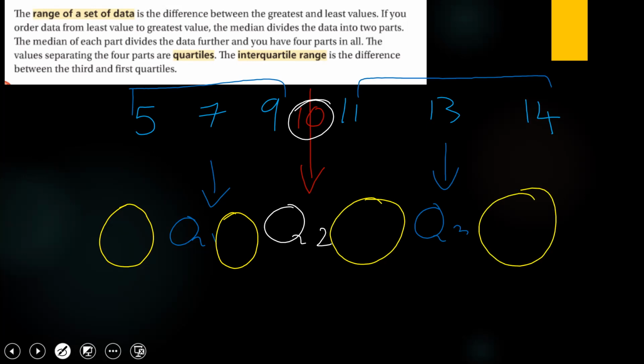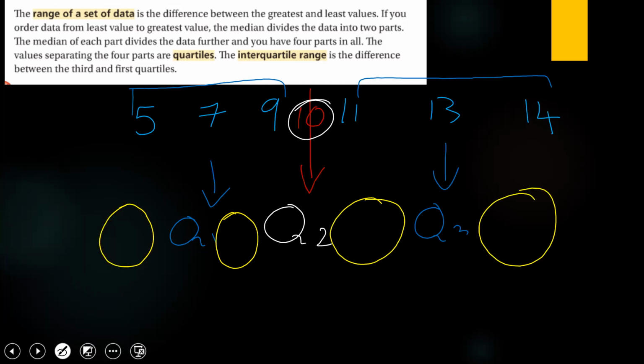So the median, or Q2, divides the data into two equal halves. Q1 is the median of the first half. Q sub 3 is the median of the second half. These Q1, Q2, and Q3 divide the data into four equal quarters.